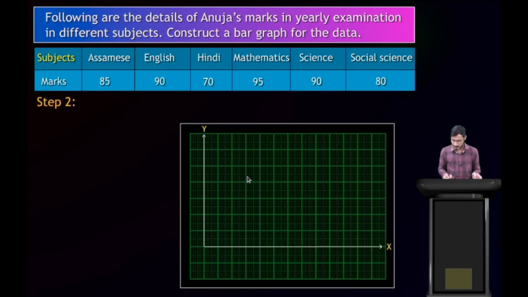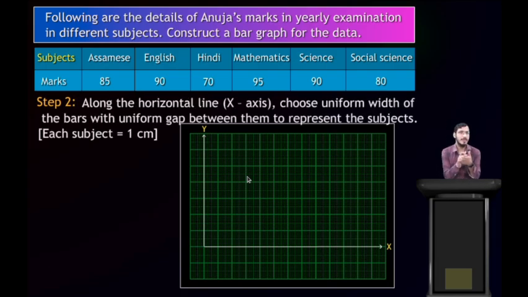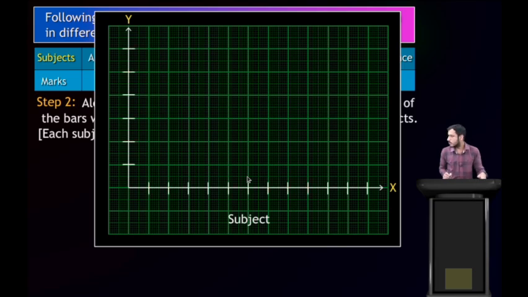Now the second step: along the horizontal line, that is the x-axis, choose uniform width of the bars with uniform gap between them to represent the subjects. So on the x-axis we plot the subjects, like this, you can see. Assamese, and at equal distances we will mark Assamese, English, Hindi, math, science and social science.